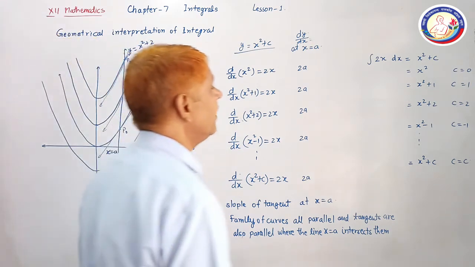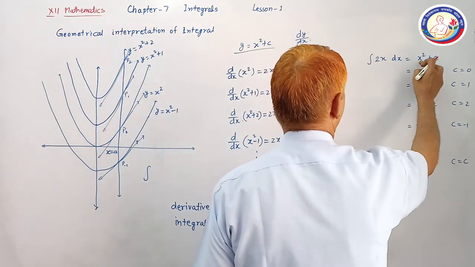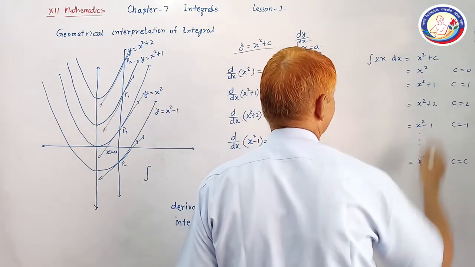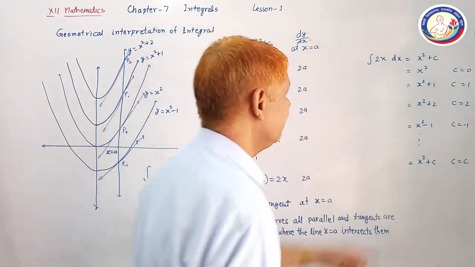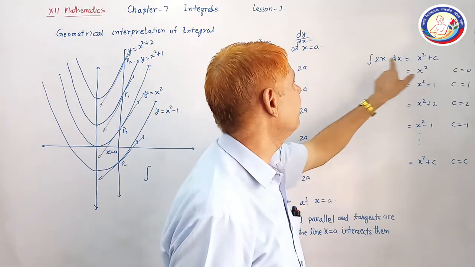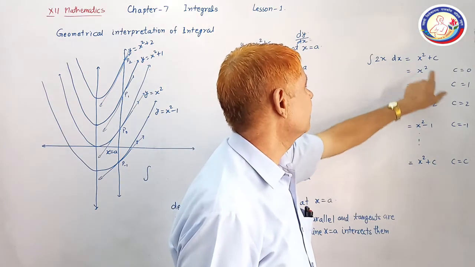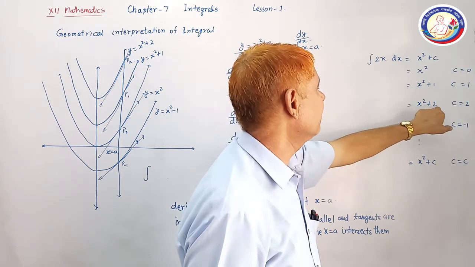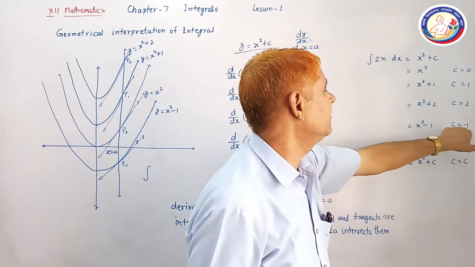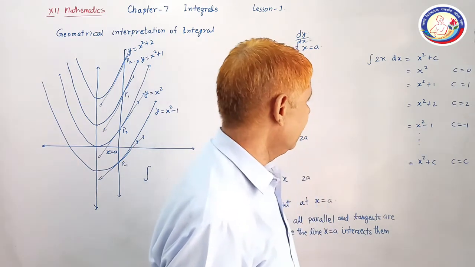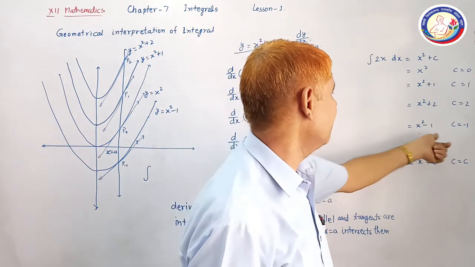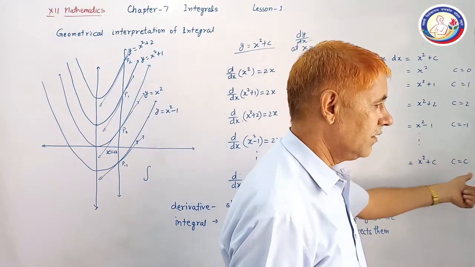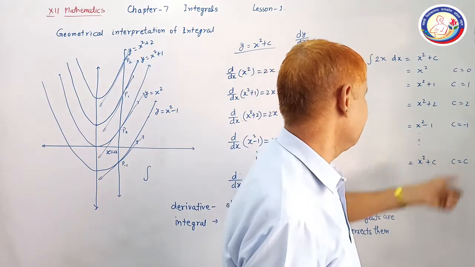If we integrate 2x dx, we shall get x square plus c. C can take different values. If c is 0, then the integral of 2x will be x square. If c is 1, then x square plus 1 will be the integral. X square plus 2, and x square minus 1 if c is minus 1. And similarly, if c is 5, then x square plus 5. And if we take c as c, then it will be x square plus c.